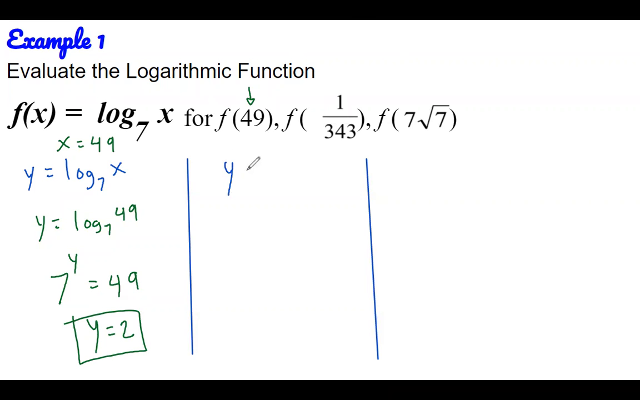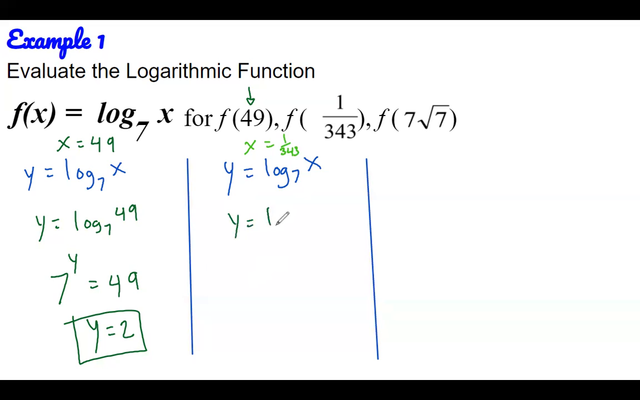I have y equals log base 7 of x. What is my x value this time? x equals 1 over 343. So we have a fraction. What do we say about this fraction? Our exponent, or y, is going to be negative. So how do I rewrite this?